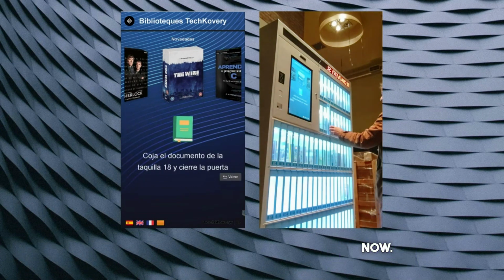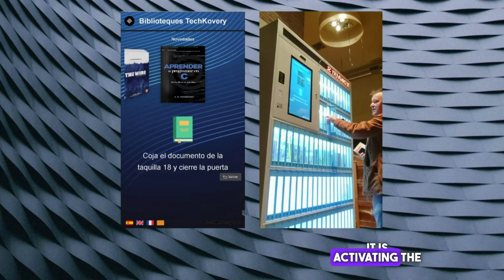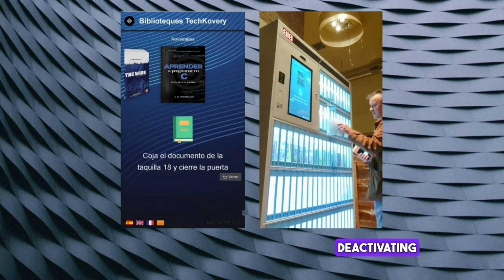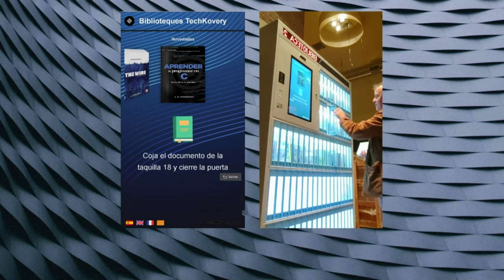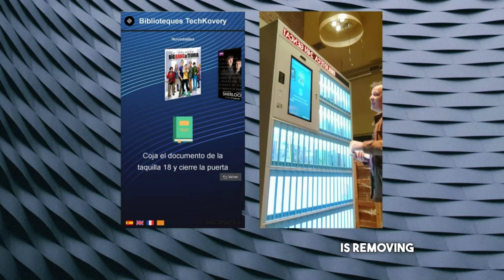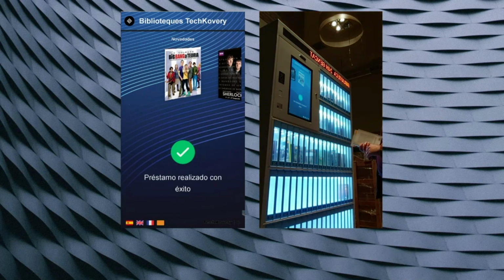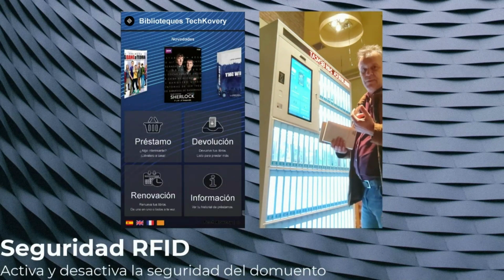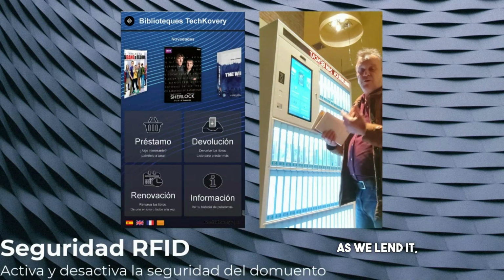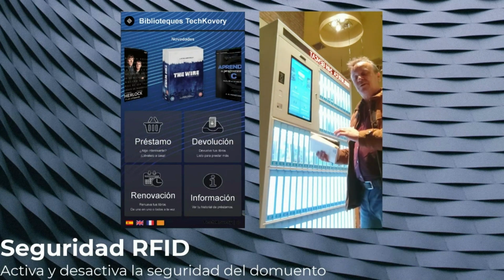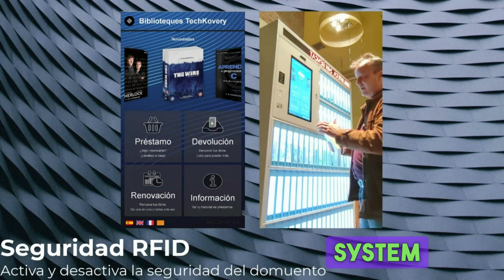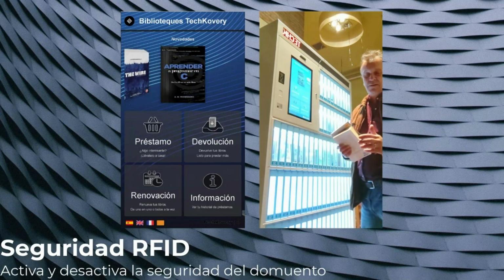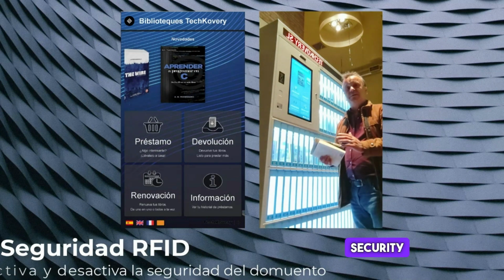Processing the loan now. Well, we can see that it says it is activating the security or deactivating the security. What does that mean? That means that the system is removing its security as we lend it and activating it as we return it. This is the case if the system is housed in a library, so that the security doesn't trigger.